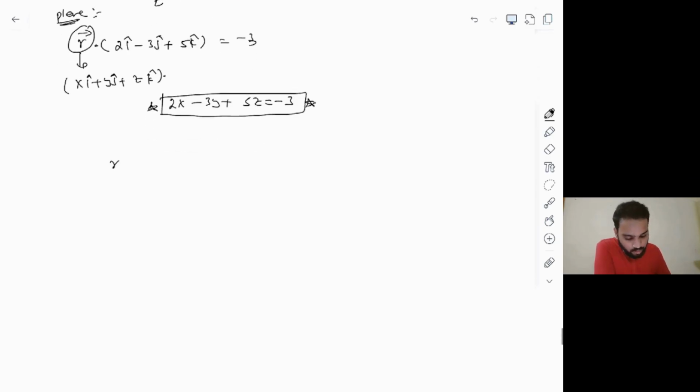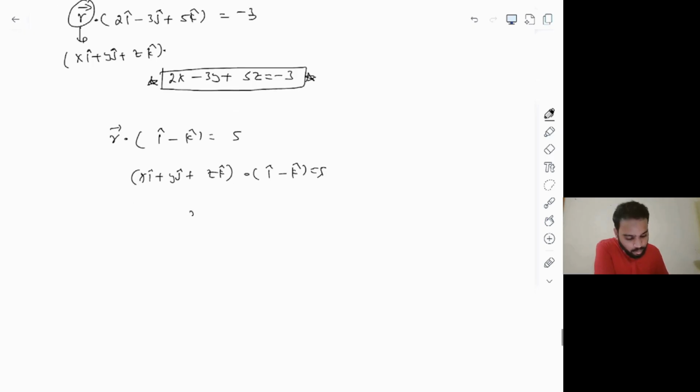If you want, I will write one more example. Let's say r bar dot (i cap minus k cap) is equal to 5. If this is your given equation of the plane, what is your equation of the plane here? It should be (xi cap plus yj cap plus zk cap) dot (i cap minus k cap) is equal to 5. You can do the dot product, from which you get x minus z is equal to 5. So this is your equation of the plane.